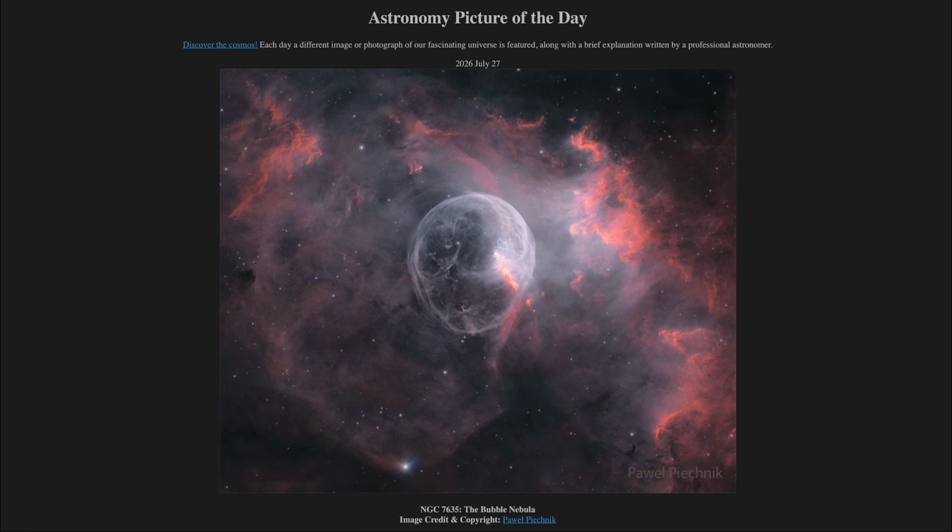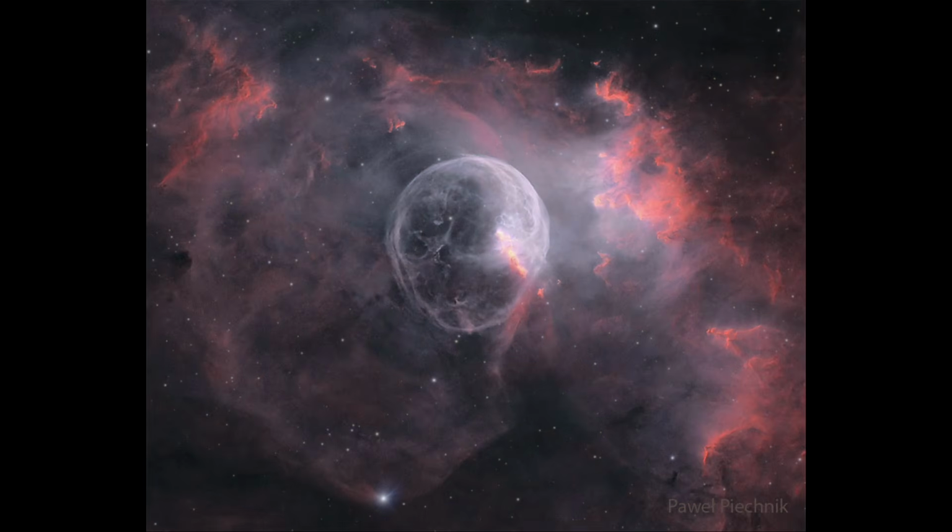Today's picture is titled NGC 7635, the Bubble Nebula. So, what do we see here? Well, here we see a bubble in space, and not like a bubble that we have on Earth, but a bubble of gas. Now, we see lots of nebulae like this that can be associated with a couple different things.